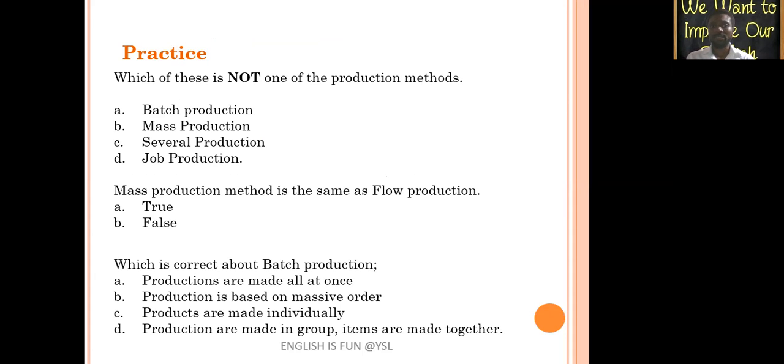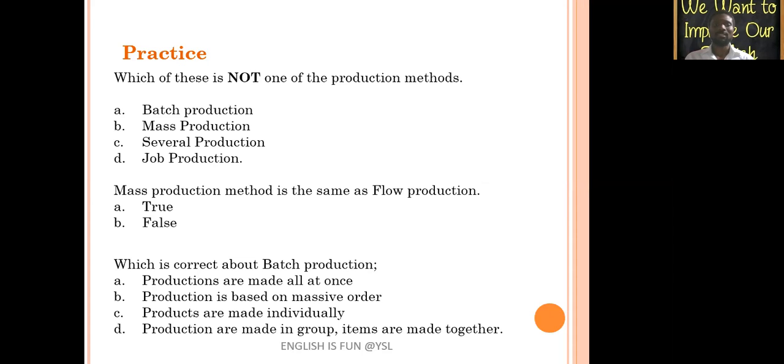Which of these is not one of the production methods mentioned in the previous slide? Mass production, batch production, several production, job production. For this question, the correct option is several production. Several production is not what we talk about. You rather say mass or flow production. You don't say several production.